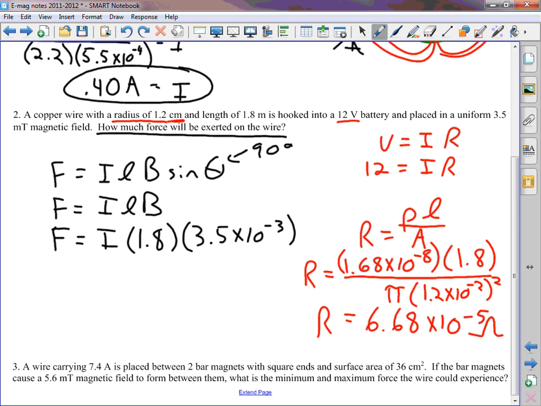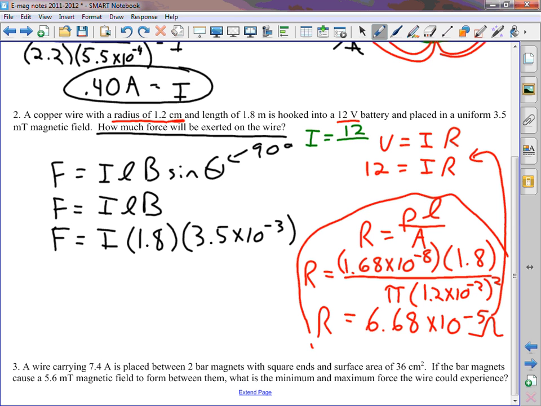Now, this is going to allow me to take this number and plug it back up in here for the resistance. So let's kind of give myself a little bit of area here. I'm going to end up with my current, I, equal to 12, the voltage, divided by that resistance, 6.68 times 10 to the negative fifth. So we shove that into our calculator and get ourselves a current here of 1.79.